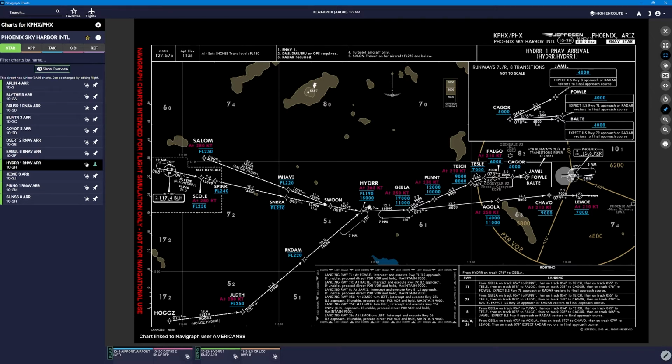For Hyder 1, for this arrival, you could have come in from Salem, BLH, or Hogs down here. So again, it depends on where you are coming from. If you're coming from the south, then most likely you would be hitting Hogs. It would not make sense for you to fly all the way up here to hit Salem just to come back down. So again, it's all about efficiency.